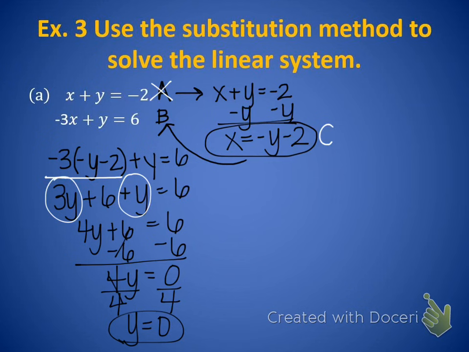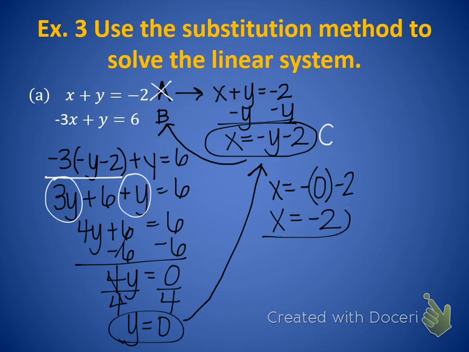And the last step is for me to plug my answer back into equation C. So again, just for the sake of our notes, let's draw ourselves an arrow. Where are we plugging the y equals 0? We're going to go back to equation C because it's going to be the easiest way to find out what x equals. -0 minus 2 makes x equal -2 when I do the math. Circle, don't box. And my final answer is -2, 0.